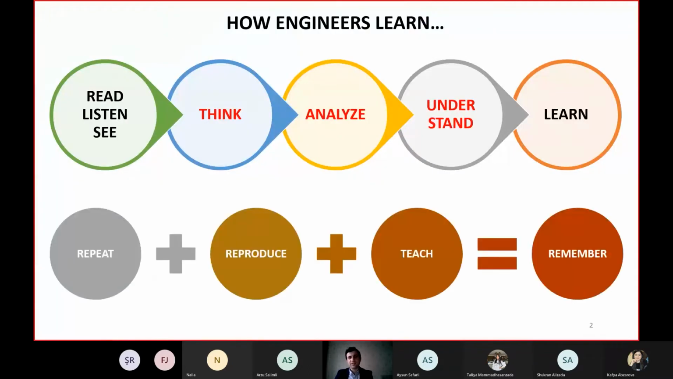So again, the same thing, how we learn, I have to repeat it each time so that everyone can use it. Instead of memorizing, engineers think, analyze, and understand what you are reading, listening, or seeing, and this way they can learn. And after learning, it is always important to repeat and reproduce. Repeating can be repeating your notes, reproducing can be doing tasks or assignments, homework, or teaching others. So teaching or sharing your knowledge with others is always the best way of remembering.